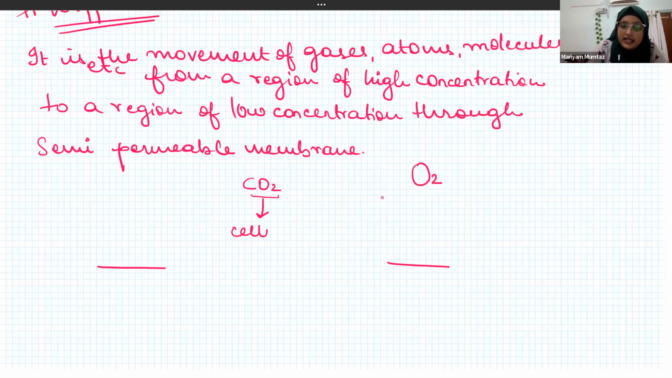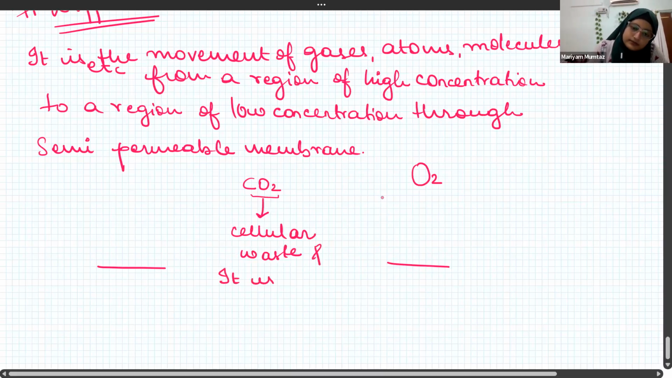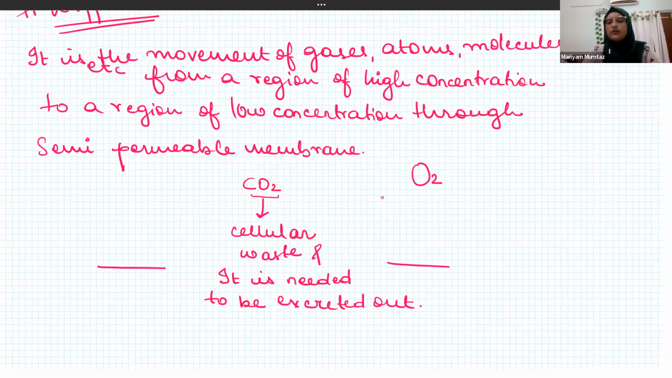Carbon dioxide is a cellular waste. It is a cellular waste and it needs to be excreted out. It means that our body needs to throw it out, right? So now, for example, in our body, the carbon dioxide level rises. A lot of carbon dioxide is present in our body. And in comparison, the carbon dioxide present in the atmosphere is lower, right?